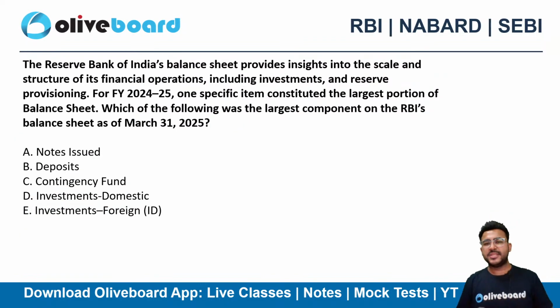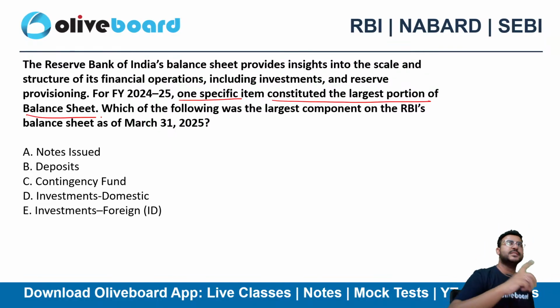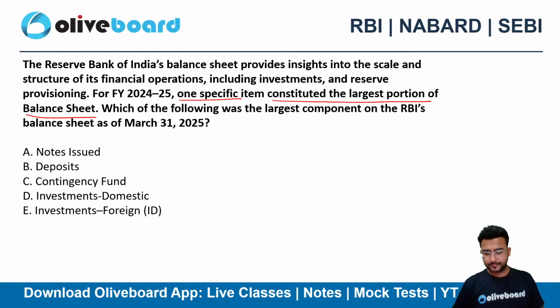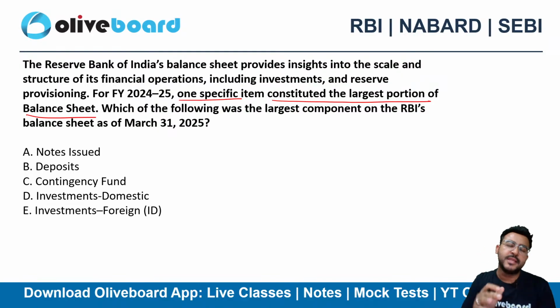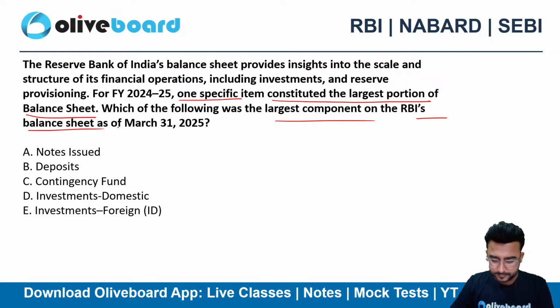The RBI balance sheet provides insights into scale and structure of its financial operation, including the investments and reserve provisioning. For 2025, one specific item constituted the largest portion of the balance sheet. The earlier question was related to the largest portion of the asset. Now I'm asking the largest component on the balance sheet, which will include both assets and liabilities, so it can be there on the liability side as well. Any guesses? Which was the largest component on the RBI's balance sheet?